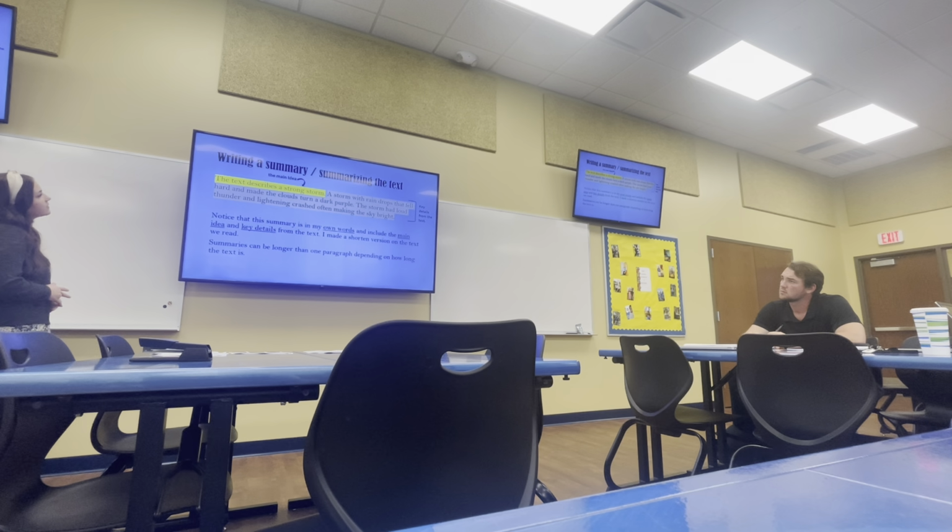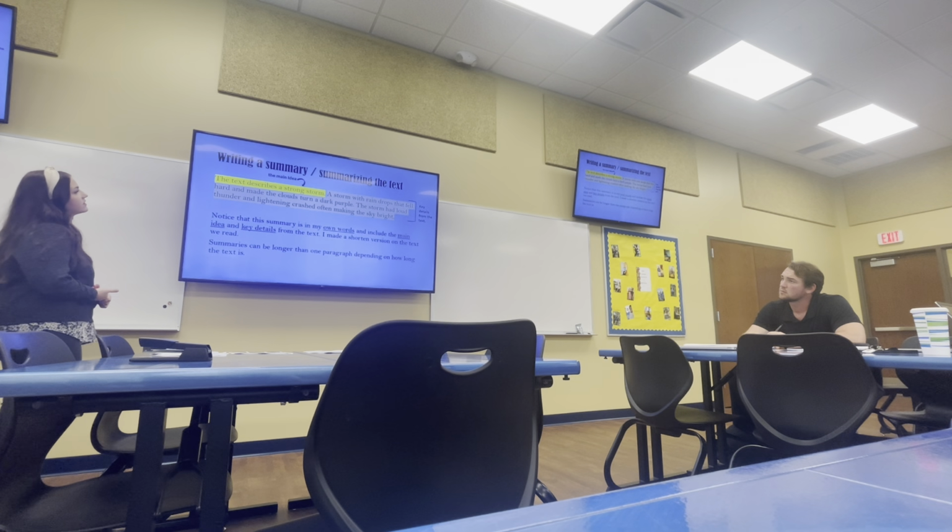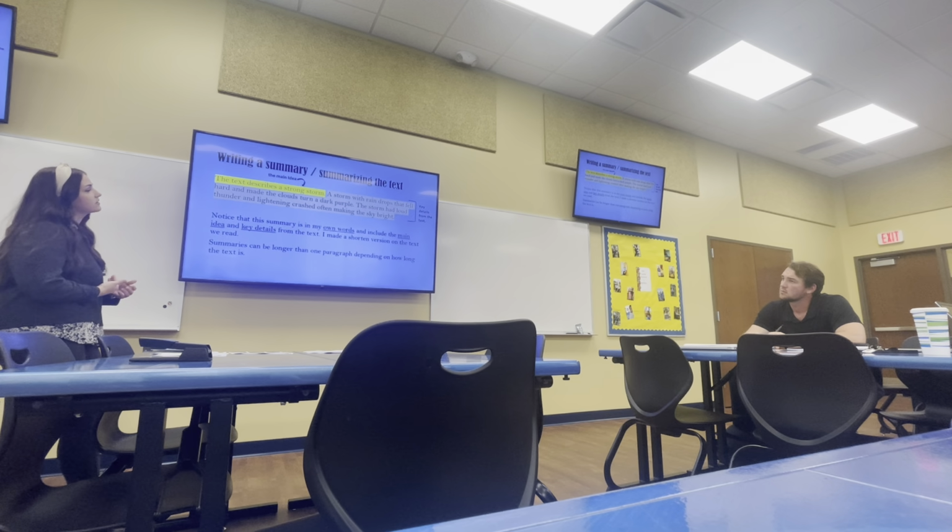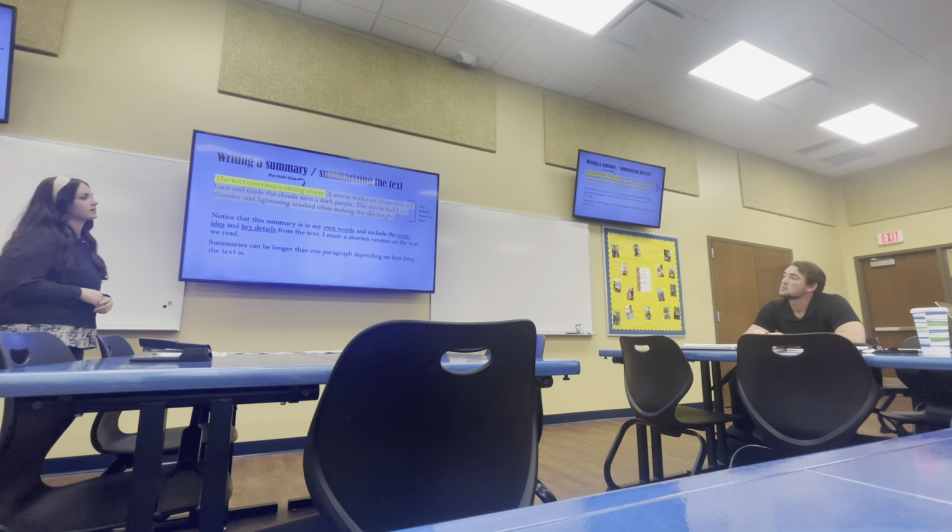But my summary was: the text describes a strong storm, which is the main idea. The key details that I picked from it was a storm with raindrops that fell hard and made the clouds turn a dark purple. The storm had loud thunder and lightning crashed often, making the sky bright.